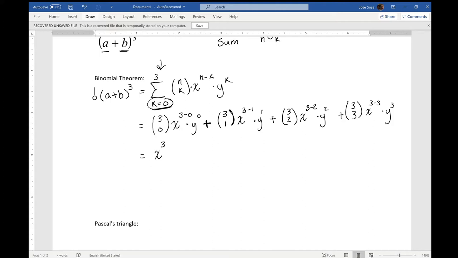Now, 3 choose 1 is 3. So that's 3. Okay. And then I have x to the power of 3 minus 1, which is 2, times y to the first power. Okay. And then my next one, 3 choose 2, is also 3, times x to the 3 minus 2, which is 1 power, y to the second power. And 3 choose 3 is 1. X to the 3 minus 3 is 0, x to the 0th power, so that's just 1, and I'm left with y to the 3rd power, and that's my expansion.